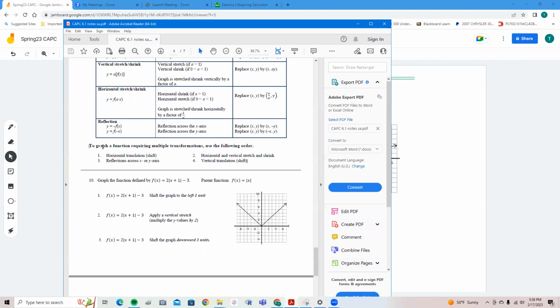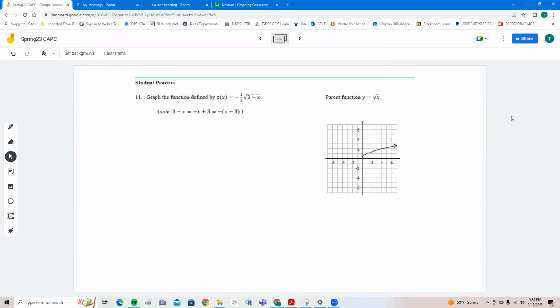And it's here in your notes. I just overlooked it. So do take note of this, the order in which to perform these, because it'll help you avoid making the same mistake that I did. So similar to what we did before, we're going to think of this as z of x equals -1/2, and maybe instead of, well, here's what I had originally: the opposite of x minus 3.